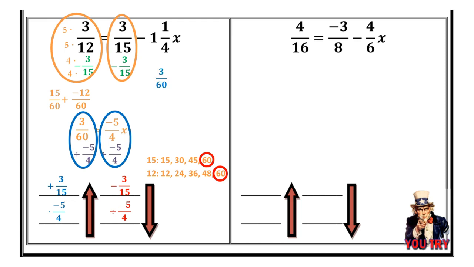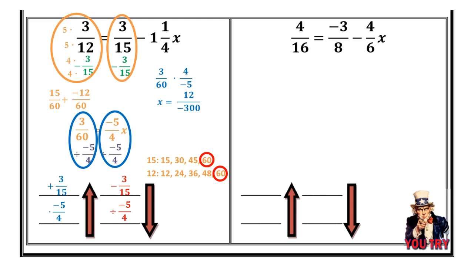I change it. I'm going to change division to multiplication, and then I'm going to flip the fraction. So I'm going to multiply by not negative 5/4, but 4 and negative fifths. Notice it's the reciprocal. I flipped it. 3 times 4 gives me 12. 60 times negative 5 gives me negative 300.